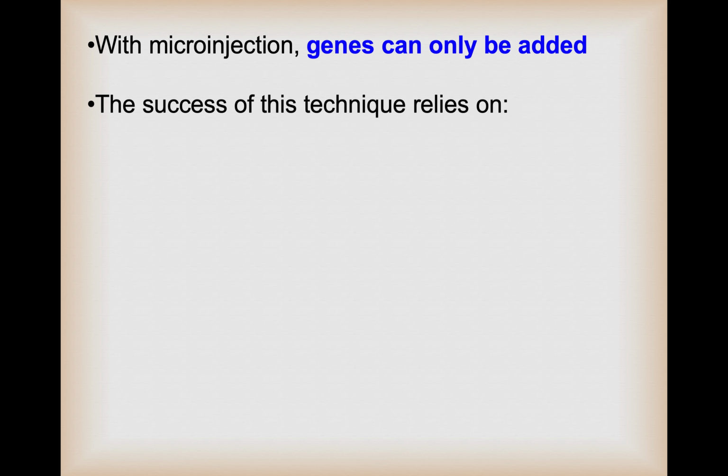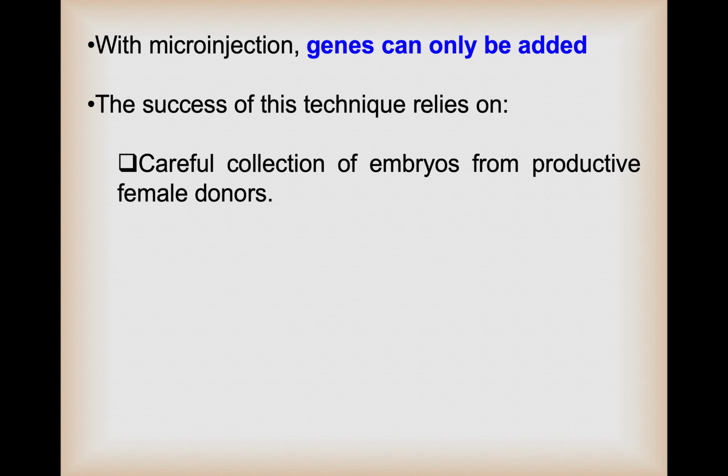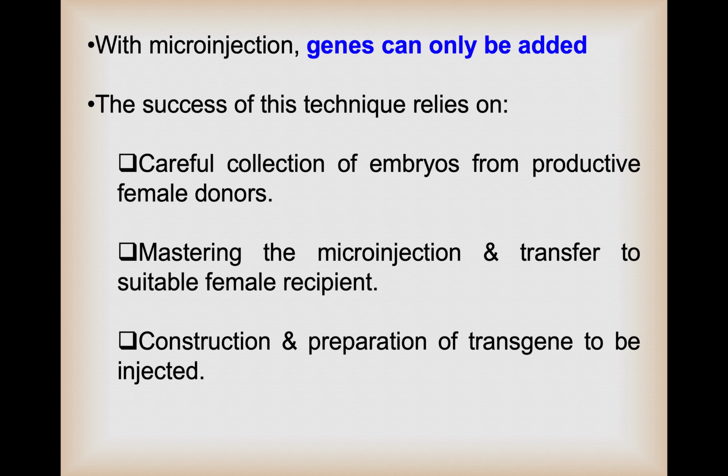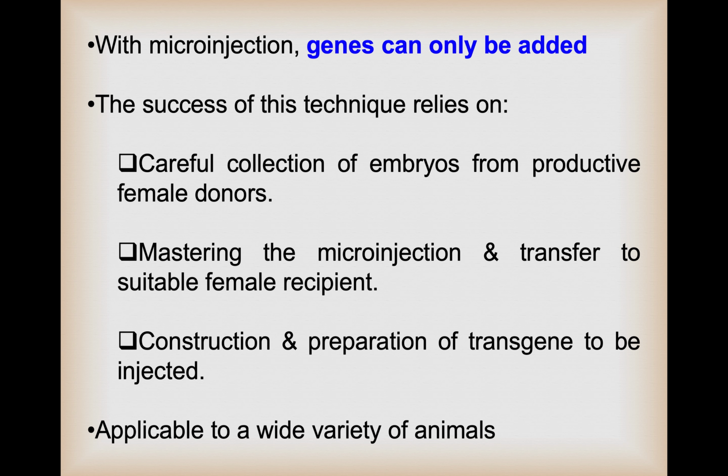So the success of this technique relies on careful collection of embryos from productive female donors. Secondly, mastering the microinjection and transfer to a suitable female recipient. So those who like to play video games, this might be suitable for you. And the last one, construction and preparation of the transgene to be injected, very crucial. This method is applicable to a wide variety of animals, not only mice, but mammals.